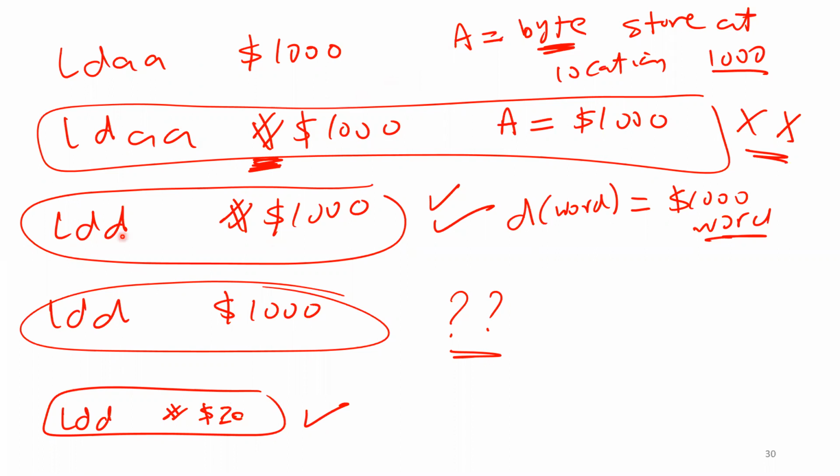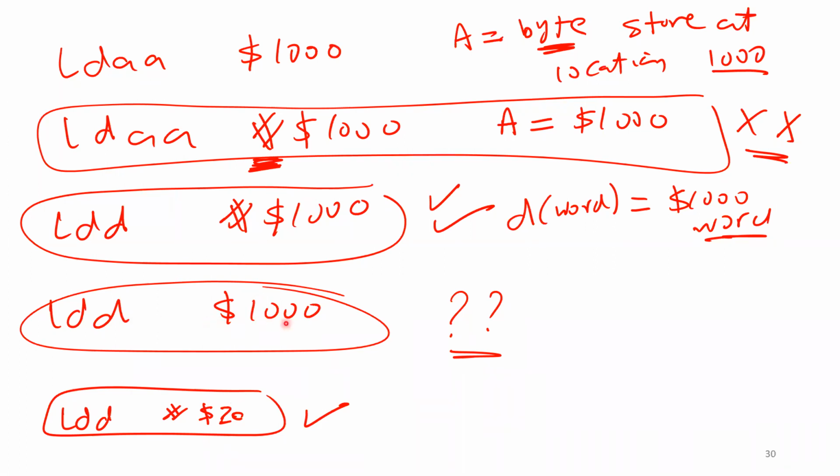Here, when I say load register D hashtag 1000, yeah, that's correct, right? Because this is a word and this is a word. So I'm going to store 1000 in register D. So after you execute this instruction, register D, which is a word, should store 1000, which is a word. Okay. But when I say load register D 1000 without hashtag, what does this mean?